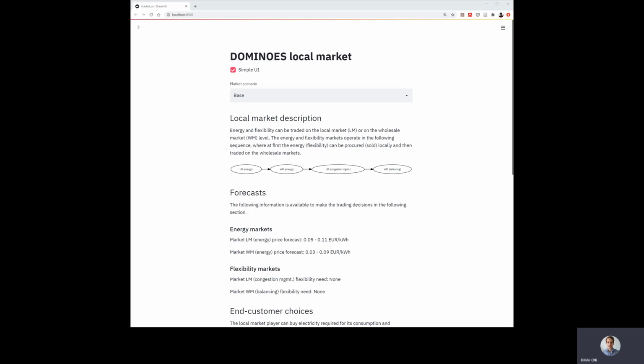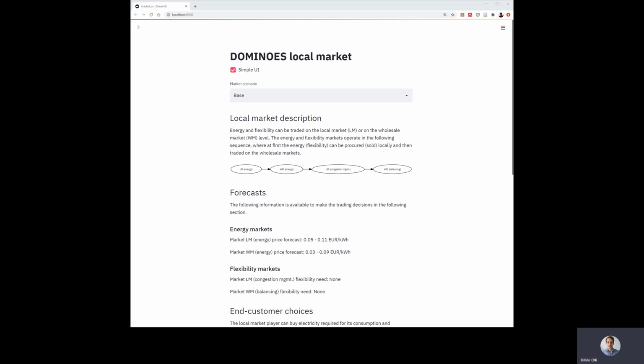This web interface shows a visualization of the process and decisions that can be made on a local market by an end customer, based on the Domino's local market model. What it includes is what markets the end customer can trade on and what kind of initial conditions and forecasts exist to support that decision making.